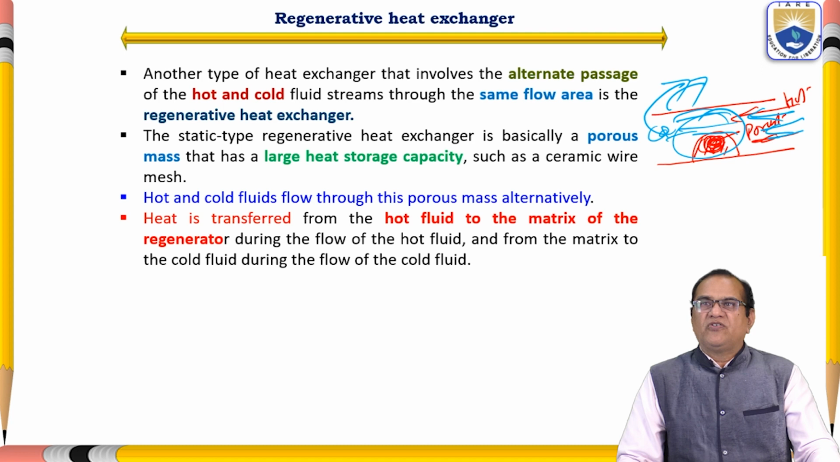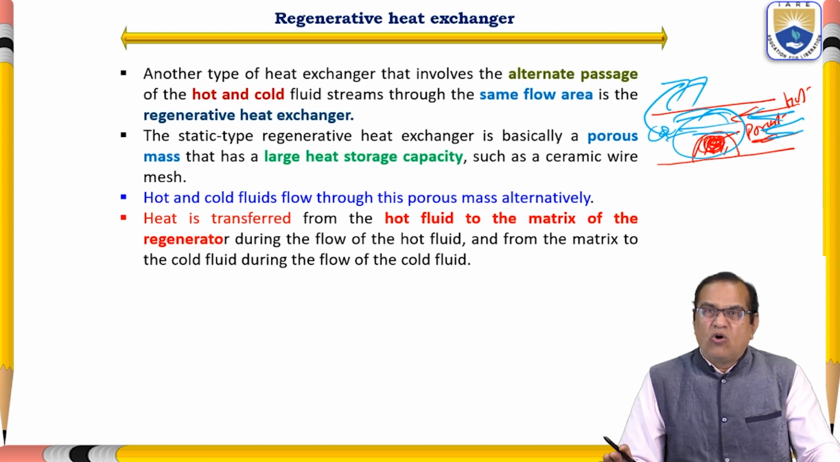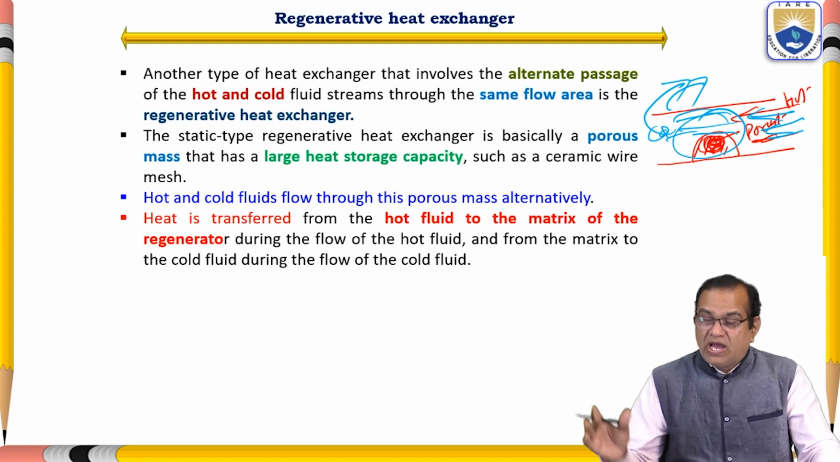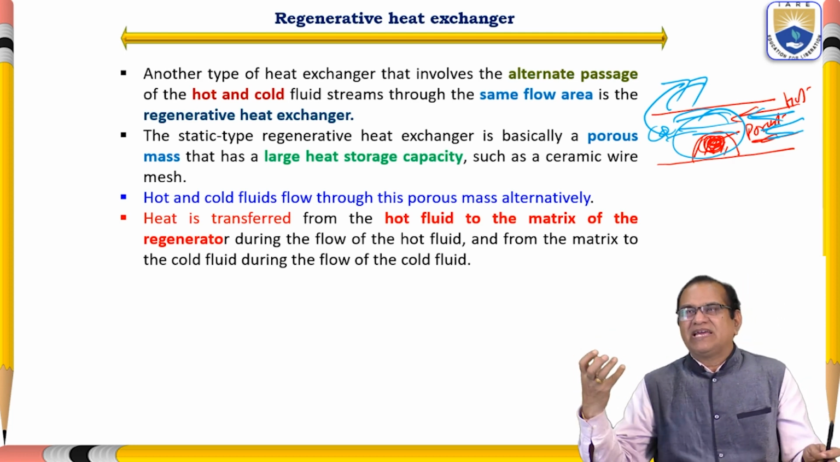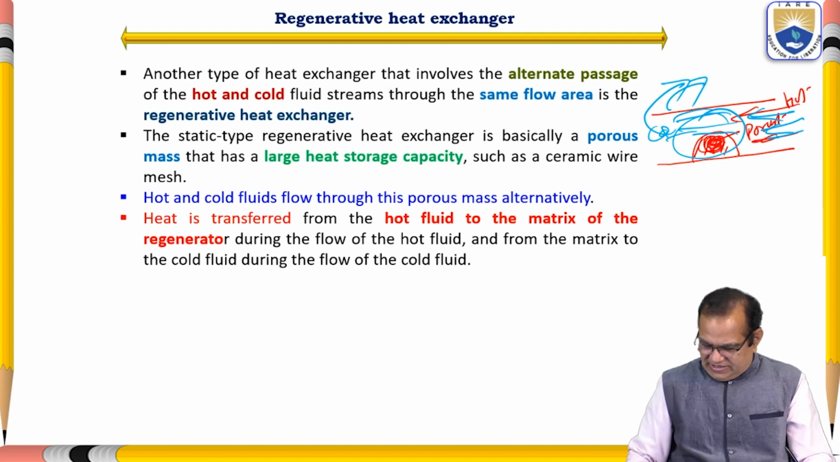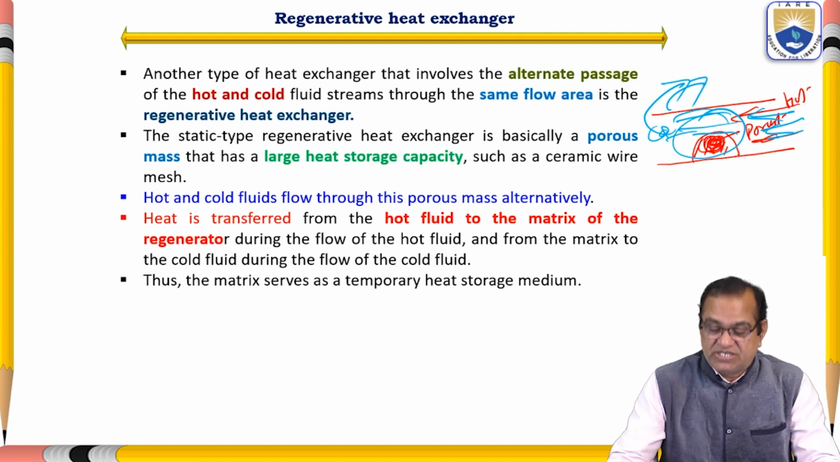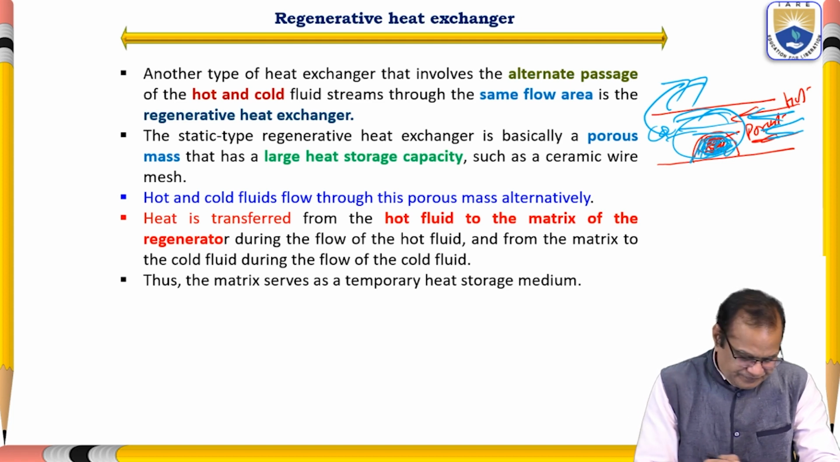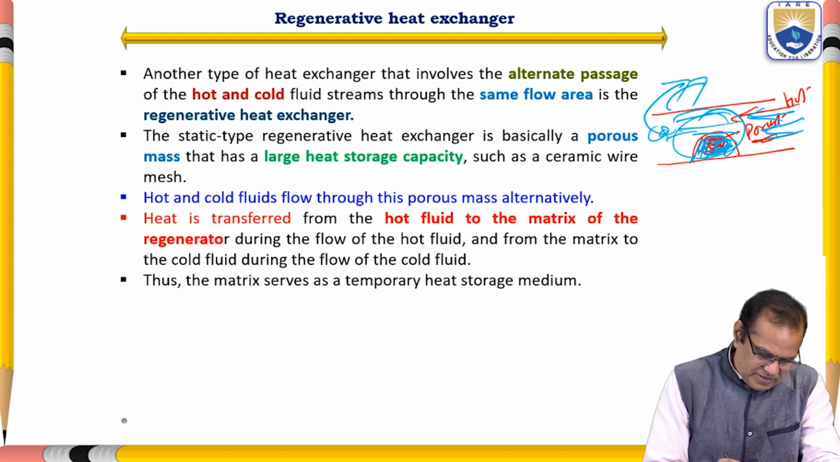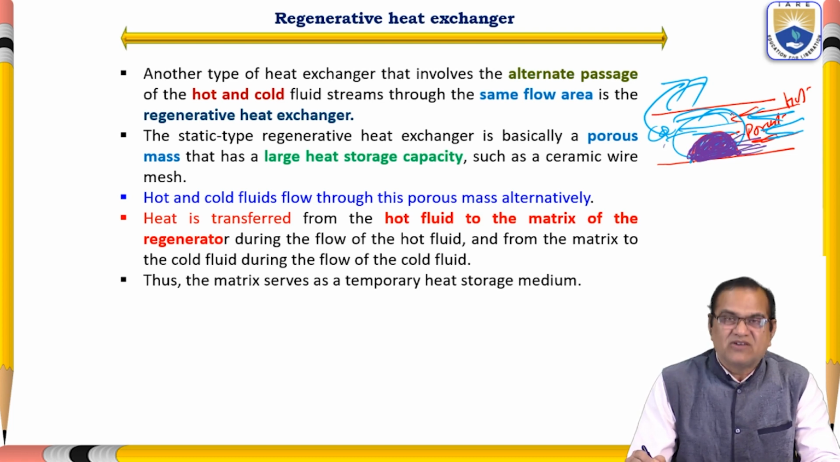Heat is transferred from the hot fluid to the matrix of the regenerator during the flow of the hot fluid, and from the matrix to the cold fluid during the flow of the cold fluid. So as and when the cold fluid is moving, it will absorb the heat which the material has already absorbed. So that is regenerative, meaning it is regenerating and providing. Thus the matrix serves as a temporary heat storage media. So this matrix here is acting as a storage, and this storage is porous, so air will enter from here and it will do the nice work.